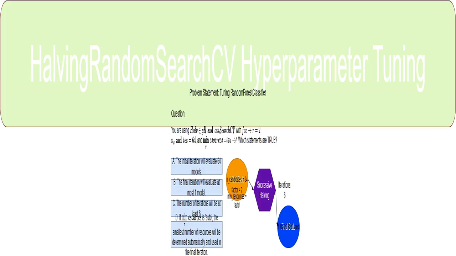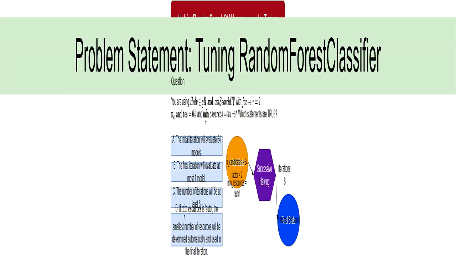This line introduces the topic. We're using a specific scikit-learn tool, HalvingRandomSearchCV, to find the best settings, hyperparameters, for RandomForestClassifier. It's like finding the perfect recipe for a machine learning model. This sets the scene. The goal is to tune a RandomForestClassifier using a specific technique.